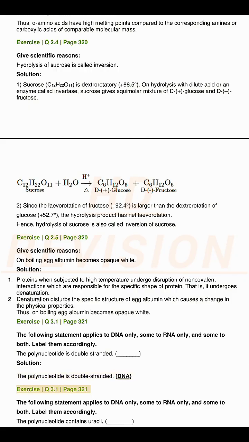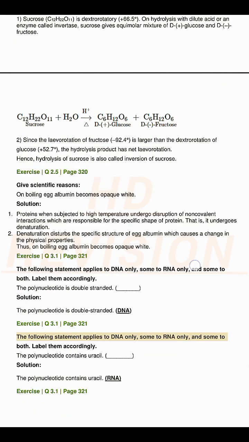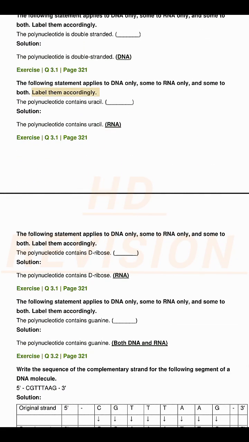Exercise Q3.1, page 321. The following statements apply to DNA only, some to RNA only, and some to both. Label them accordingly. The polynucleotide contains uracil. Solution: RNA.